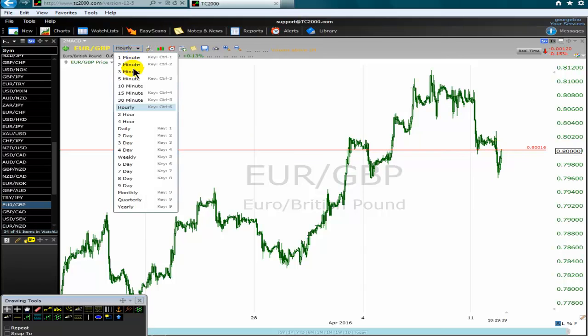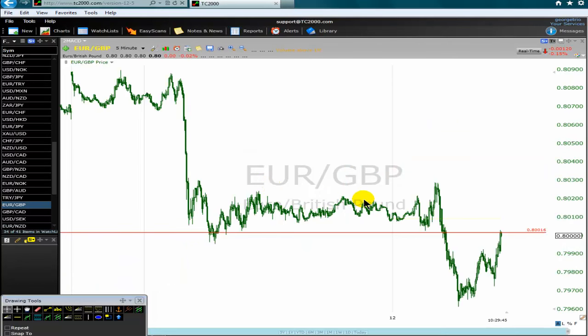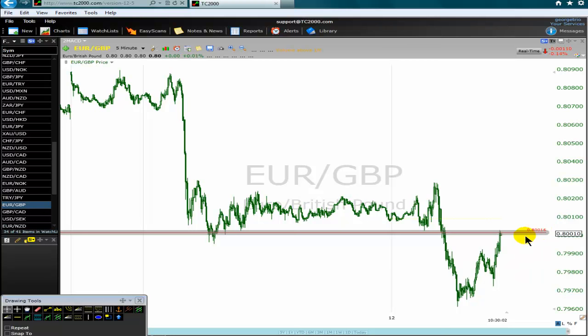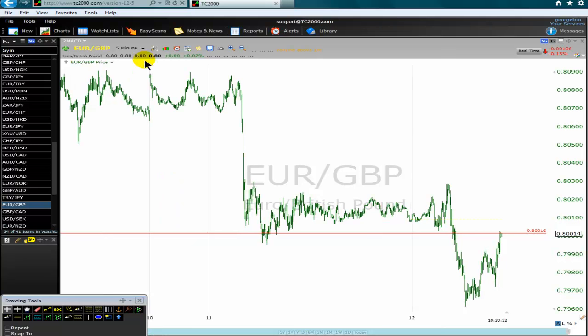Stay tuned. Going to go now to the 5-minute time frame to monitor the reaction of the price on that level of 0.8001. I prefer to say 8001, but here it is. So I'm looking for an opportunity to sell the euro GBP in this zone. I have other reasons why I want to sell this currency pair.